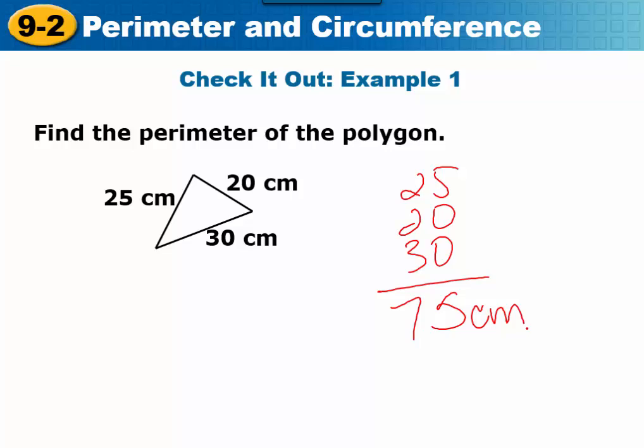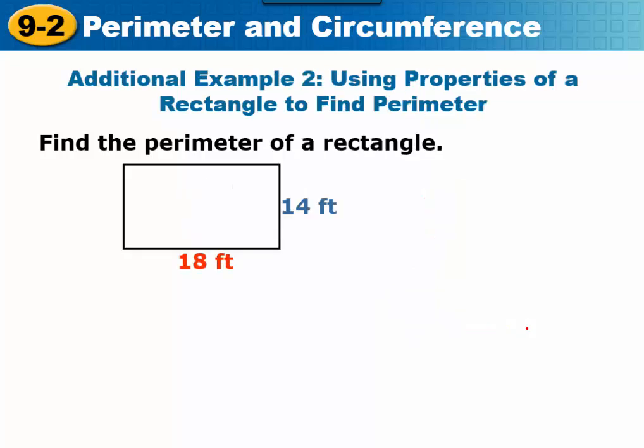So all you have to do to find perimeter is just add the side lengths together, no matter what the numbers are. Whether they're decimals, you line up your decimals. If they're fractions, you find common denominators, or you change the fraction to a decimal. That's all you got to do, right?